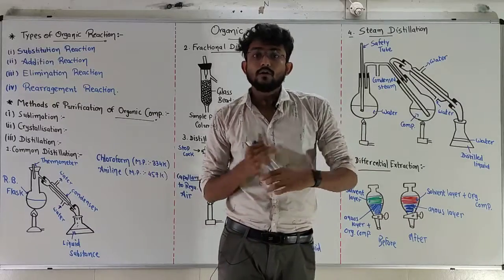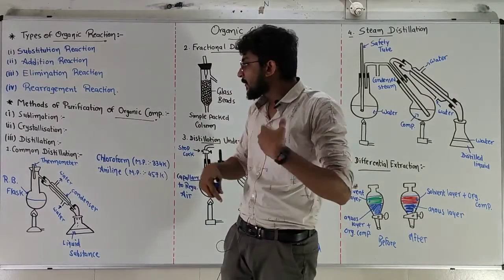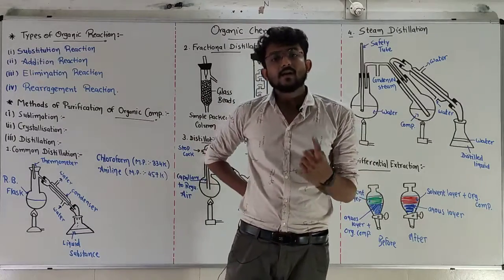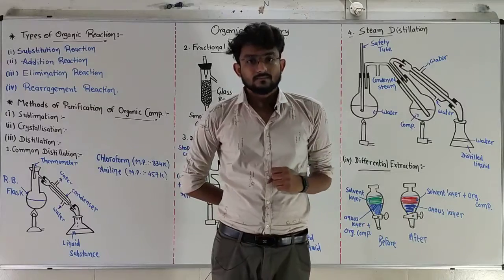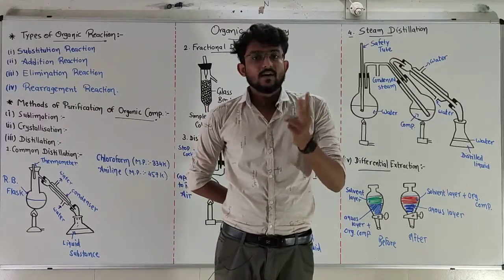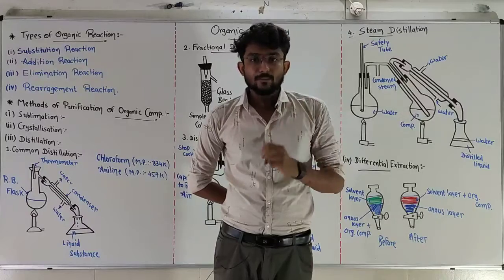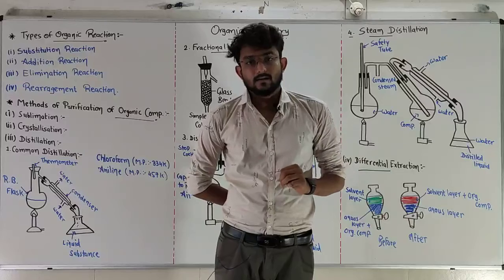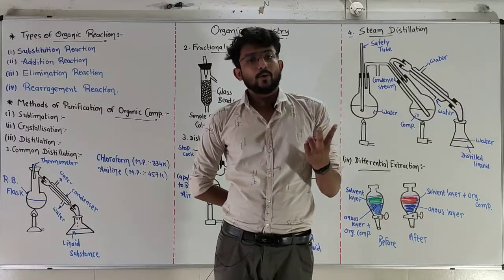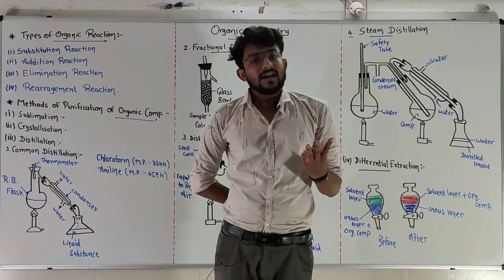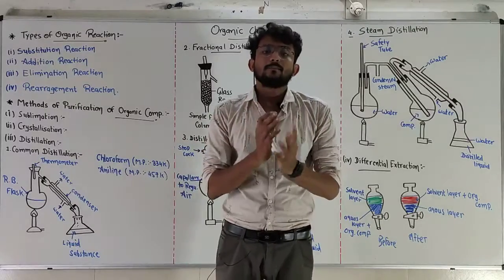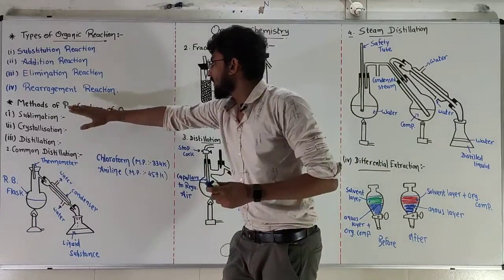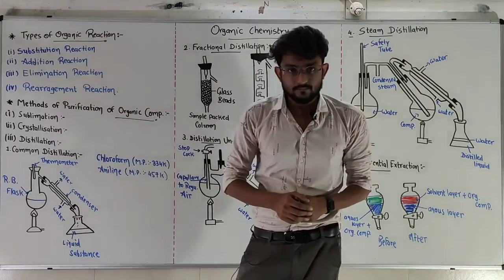First of all, on which basis are we going to purify our compound? The first basis will be solubility. The second basis will be melting point and boiling point. And the third will be density. Solubility, melting point, boiling point and density. These different physical properties are going to be useful for the purification methods of organic compounds.